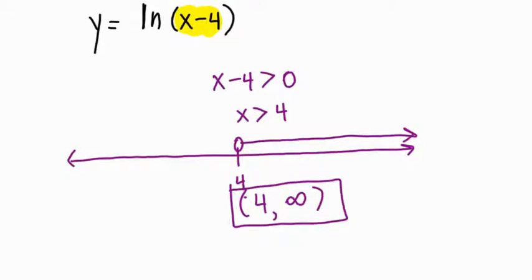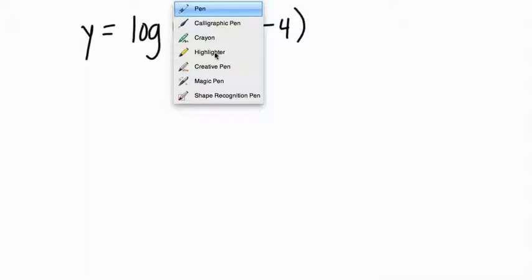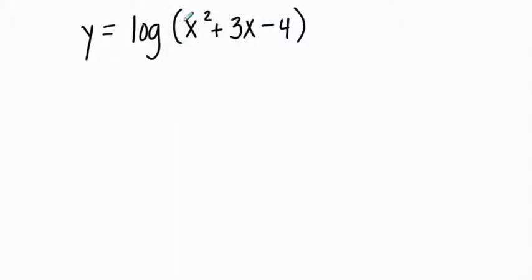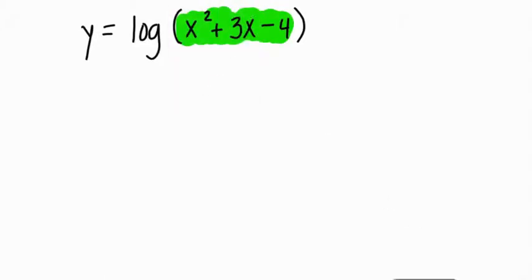Now, in previous classes, you would have learned that when the argument is quadratic, it's not as simple to set that inequality greater than 0 and solve. So let's try one of these. When I'm looking for the domain of a logarithm, I'm going to set the argument, not greater than or equal to, just greater than 0.